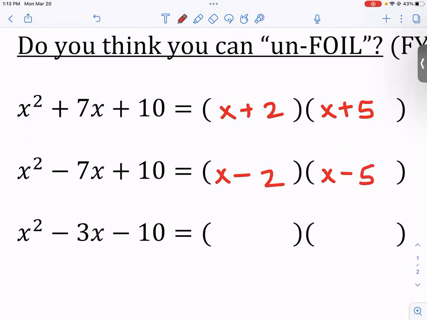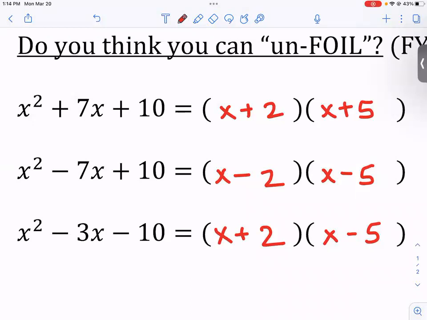Okay, a negative times a negative gives us that positive, but since they're both the same sign, that's going to affect this. Now, and this third one, our constant is a negative, which means we're going to have x plus something and x minus something, is what you told me. X plus what? X plus 2, x minus. Okay. If you didn't quite get there, it's totally fine. If you did, awesome.